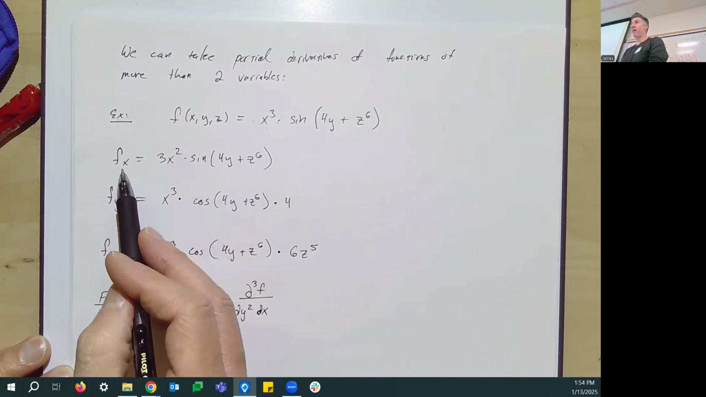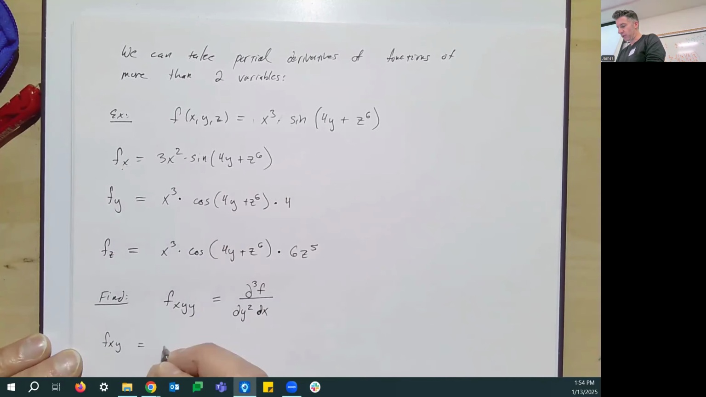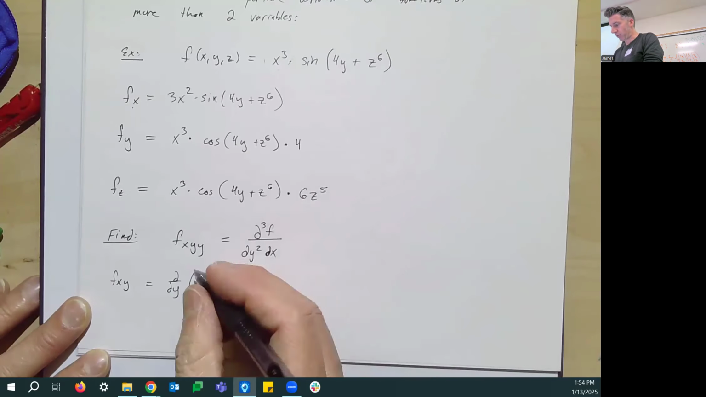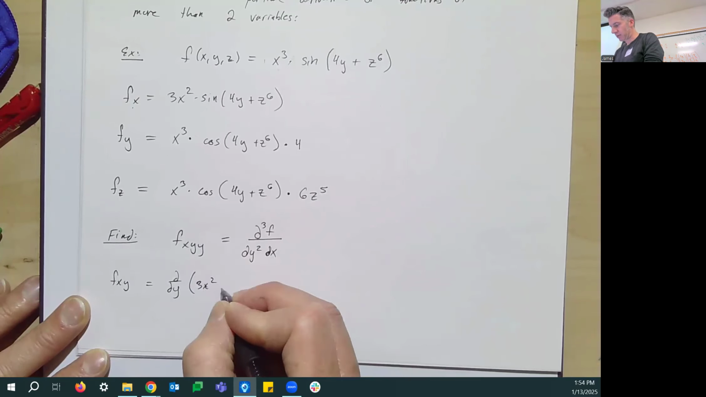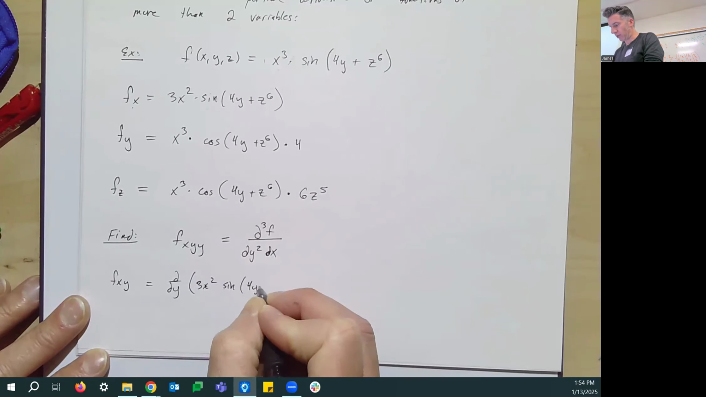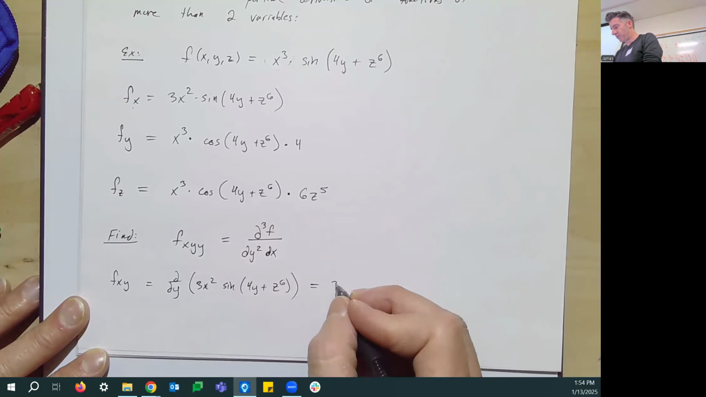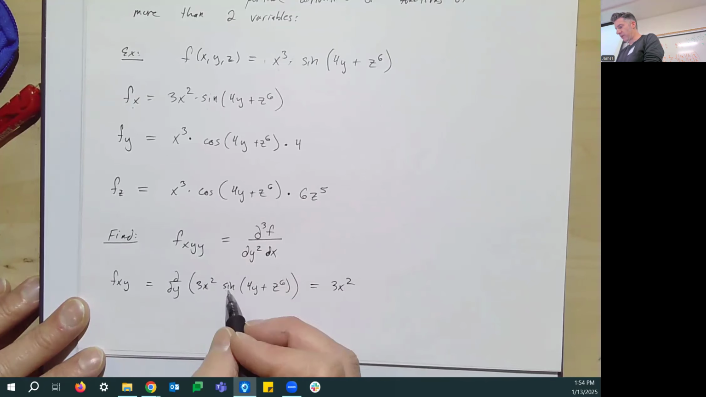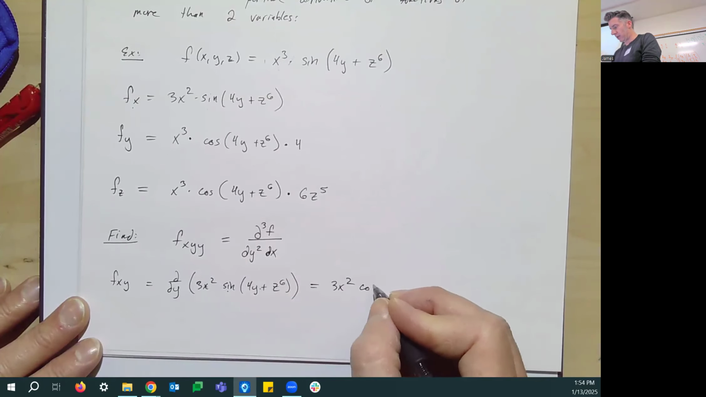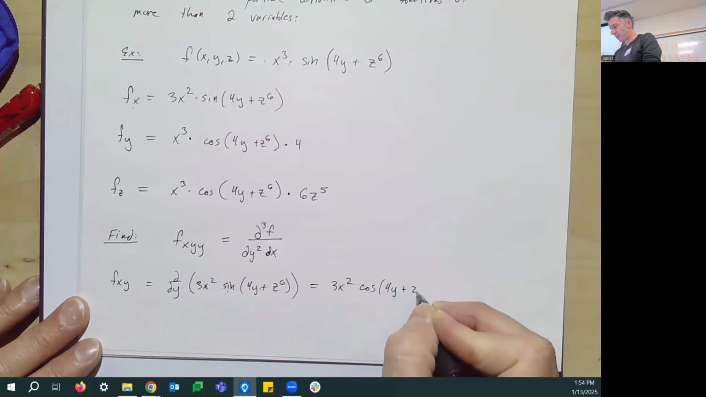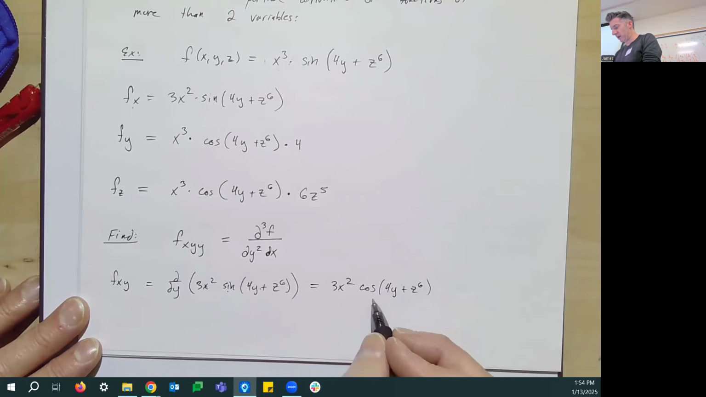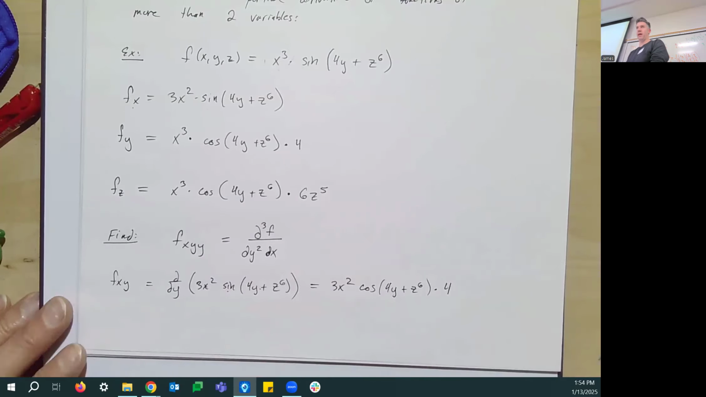So we're going to take the derivative of f_x with respect to y. So it's going to be ∂/∂y of our 3x² times sine of 4y plus z to the 6th. So great, the 3x² gets to hang out. And the derivative of sine of some stuff is going to be cosine of that stuff times the derivative of the inside stuff, which is just 4. Because again, 4y is the variable, and plus z to the 6th is the constant in this segment.